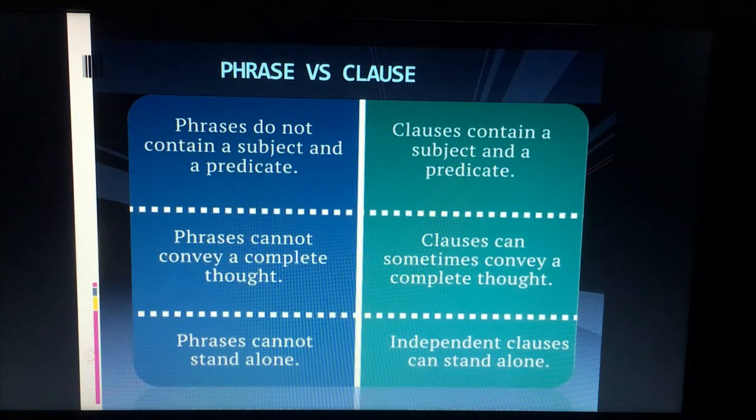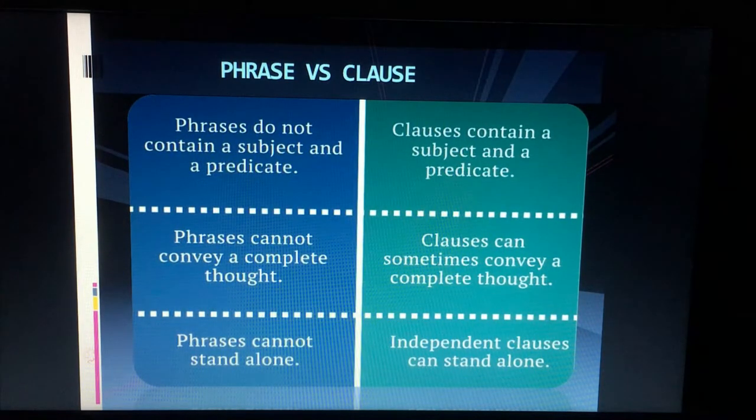Okay, that last one, phrases cannot stand alone, obviously, because it's an incomplete group of words. On the other hand, independent clauses can stand alone. Here you can see a new word, independent, added here, so I'm also going to talk about independent clauses in the next slide. But for now, you got to know the difference between phrase and clause, and now you can easily identify phrases and clauses.